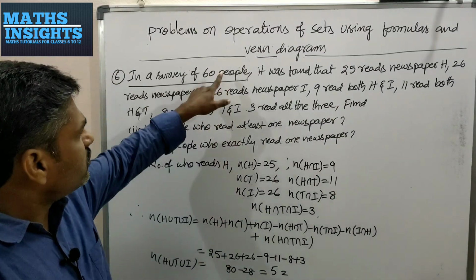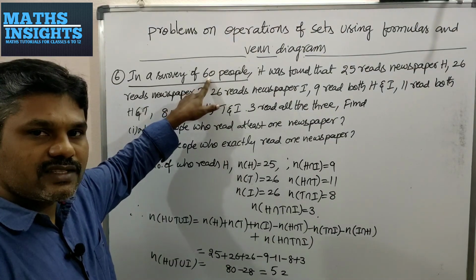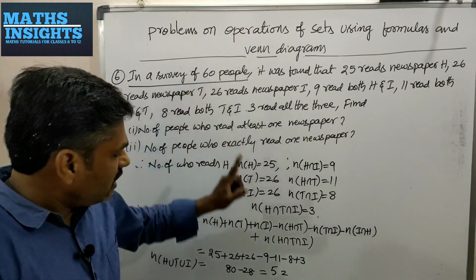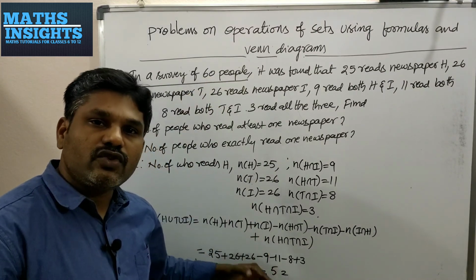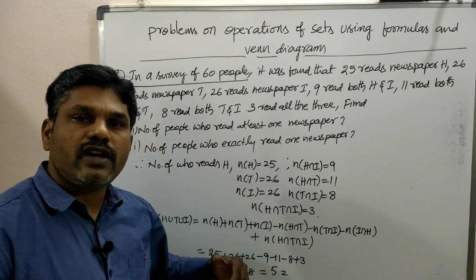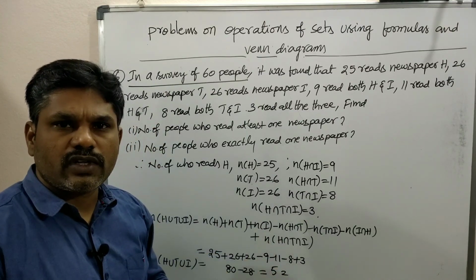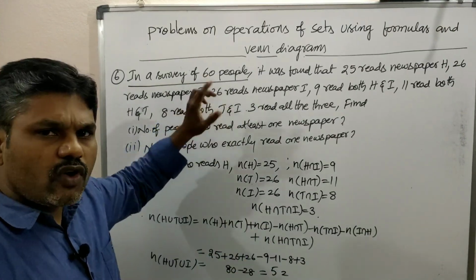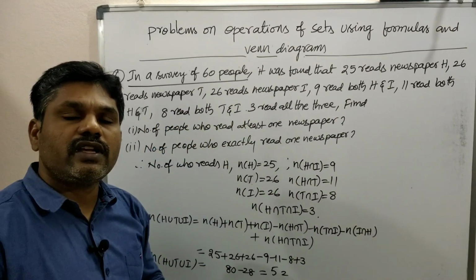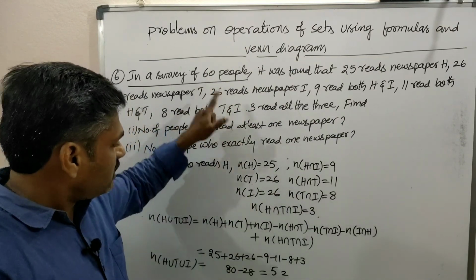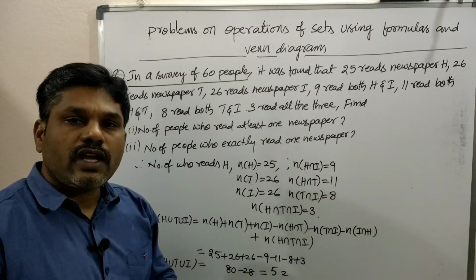You have observed that 60 is the number of people surveyed and 52 are the union, means these 52 will read at least one newspaper, and you may conclude how many persons are not reading any newspaper. So 60 minus 52 will become 8 is the answer.